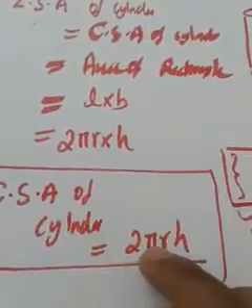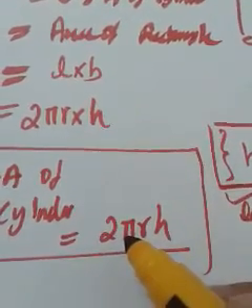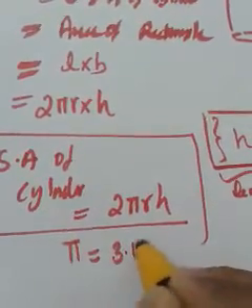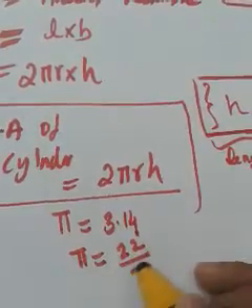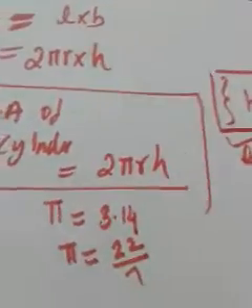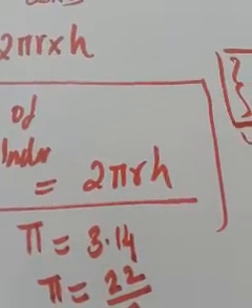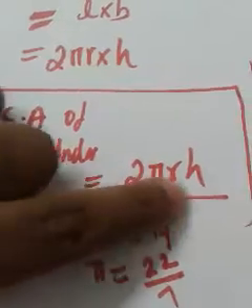It is 2 into pi into r into h, where value of pi is 3.14. Here you can use the value of pi as 3.14. Otherwise you can use the value of pi as 22 by 7. Both values can be applicable. According to the situation, we will choose the value of pi. Okay, that we will understand while solving problems. So curved surface area of the cylinder formula is given by 2 pi r h.